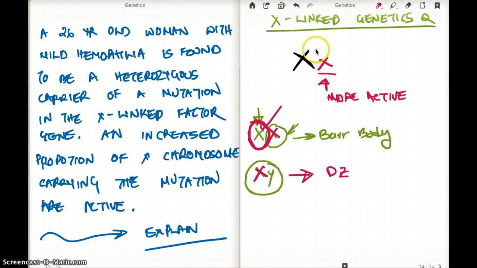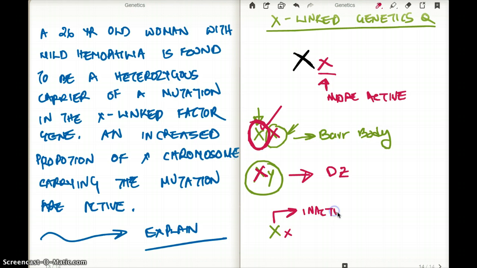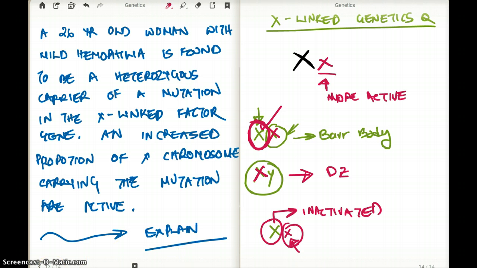But what if this did not happen? What if this was the chromosome of the lady and the normal one got inactivated? It can happen because it's a random choice, right? If the normal X becomes inactivated more often than the one that is carrying the mutation, we're going to see that the patient is suffering from the disease, right? So if more of the X chromosome carrying the mutation is active, only then are we going to see an increased proportion of the X chromosome in this patient.